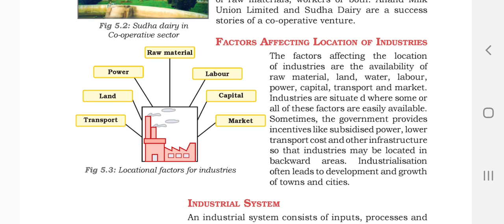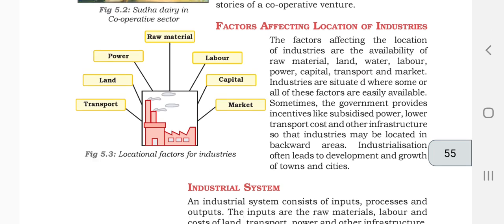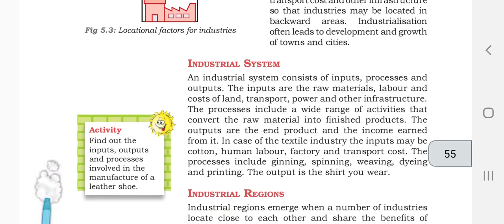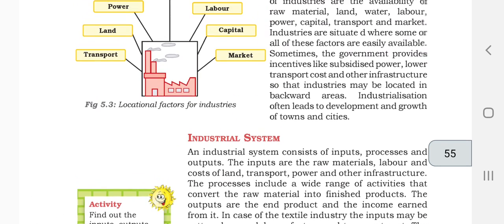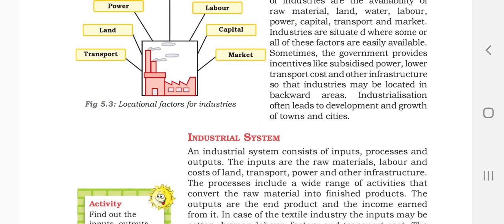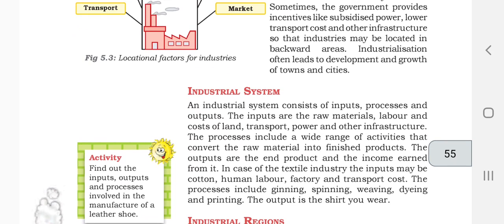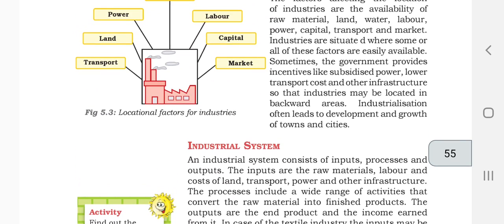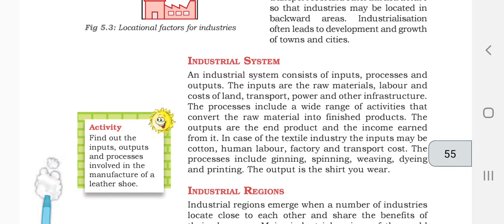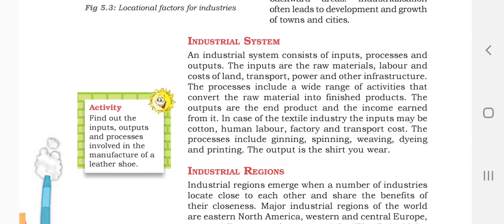Industrialization often leads to the growth of cities, where many people can work and earn as labor, so that the people also grow. The government also provides some areas, and they have to be permitted by the government. An industrial system consists of inputs, processes, and outputs.